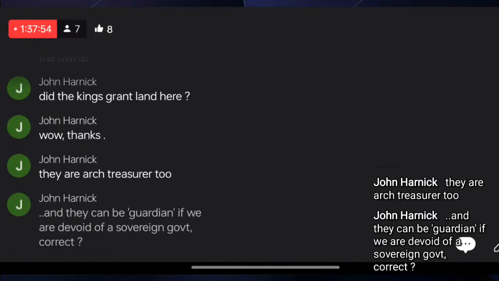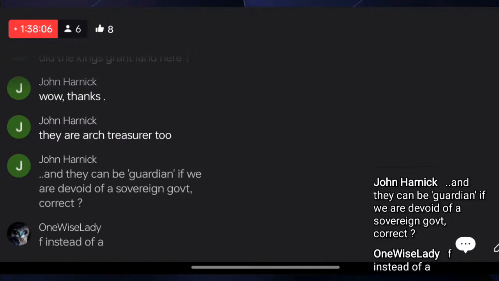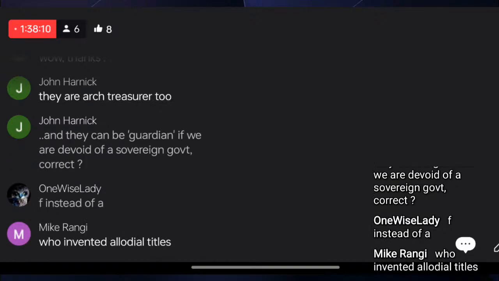Like I said, any questions, and they can be guardian if we are devoid of the sovereign government. Well, they're construed to be the guardians because they claim that we are wards of the court. So as long as you haven't proven the age of majority, then you're still considered a ward.